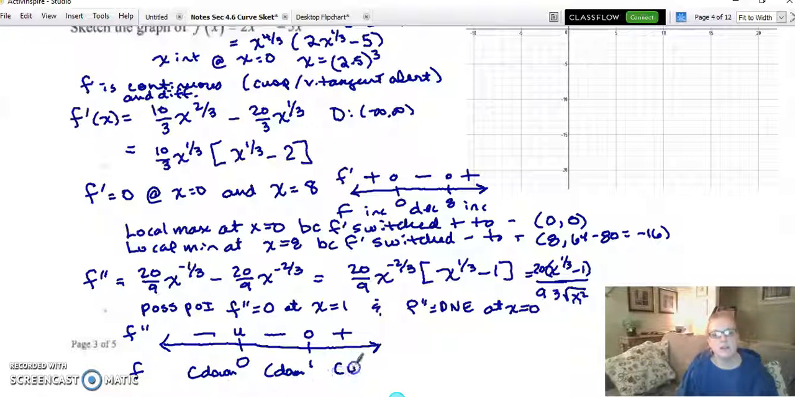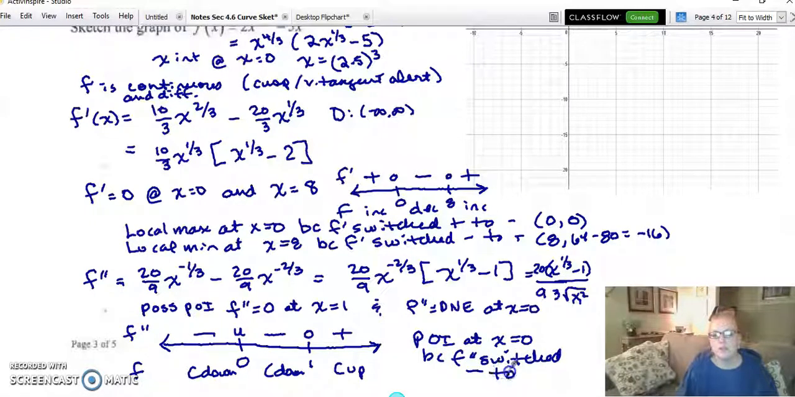So we're going to have f be concave down, and then concave up. So notice this 0, while it technically is a possible point of inflection from the second derivative, is not actually a point of inflection. The only point of inflection is at x equal to 1 because your second derivative switched from minus to plus. We could have just said it switched signs, because remember, we don't really care what it switched. We only care that it switched signs for the second derivative.